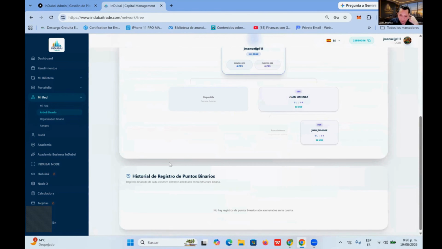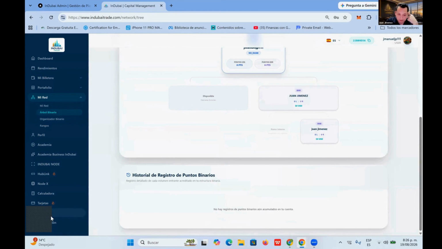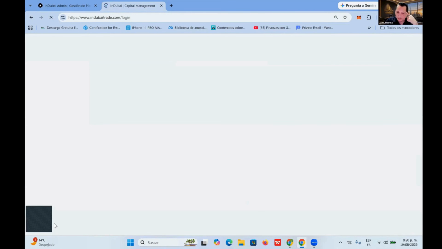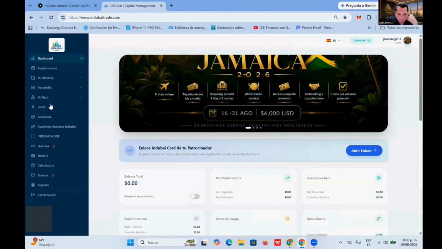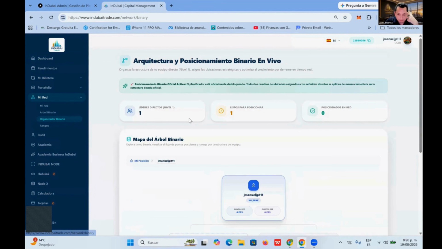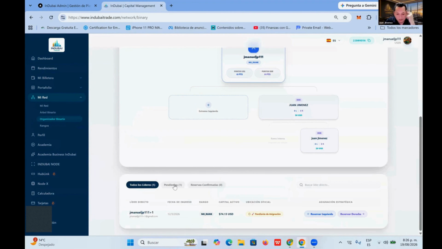Right now, no, I'm not seeing it. Wait, let me see if I log out and back in again. Let's see what happens. And let's go back here, My Network Organizer. Ready. I'll check right now what is missing there.